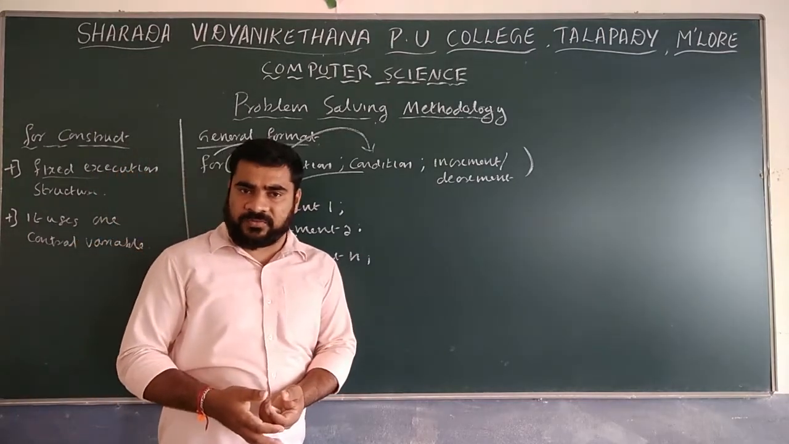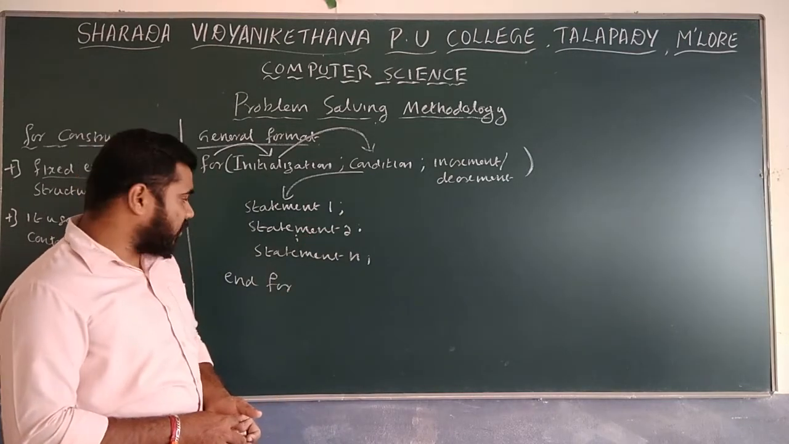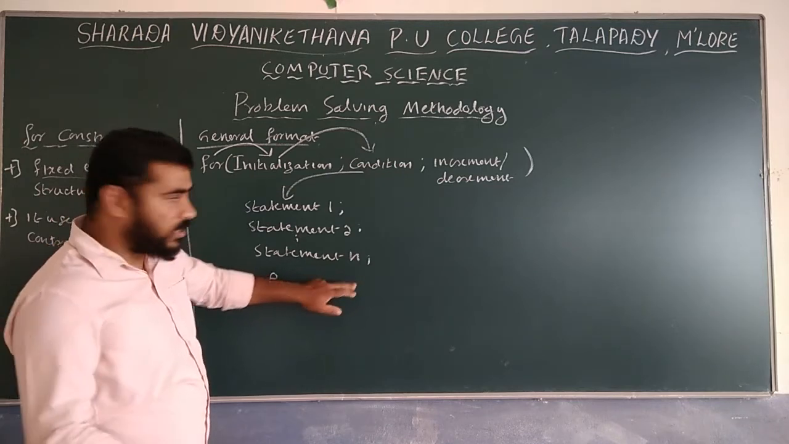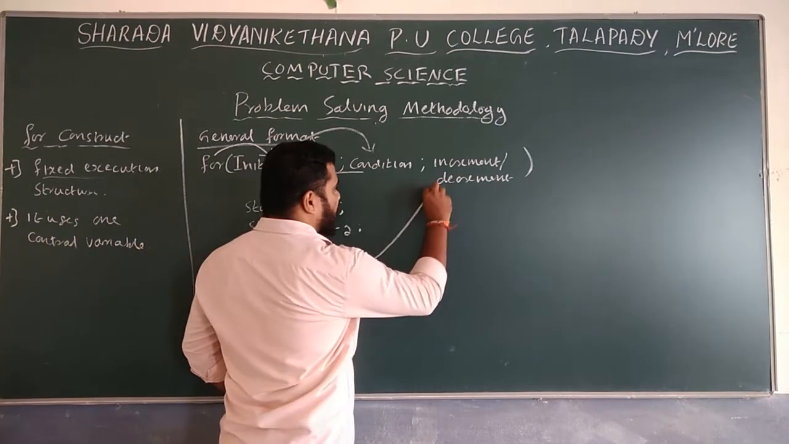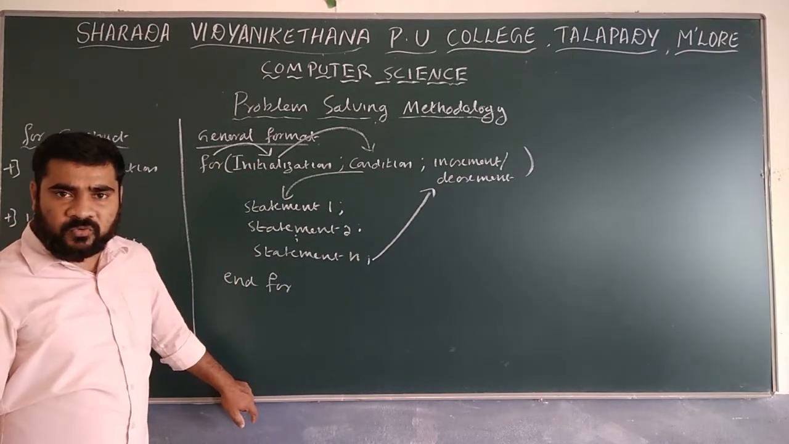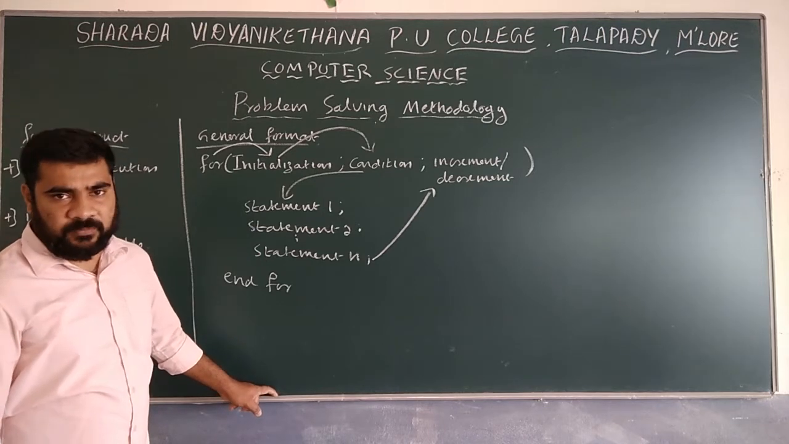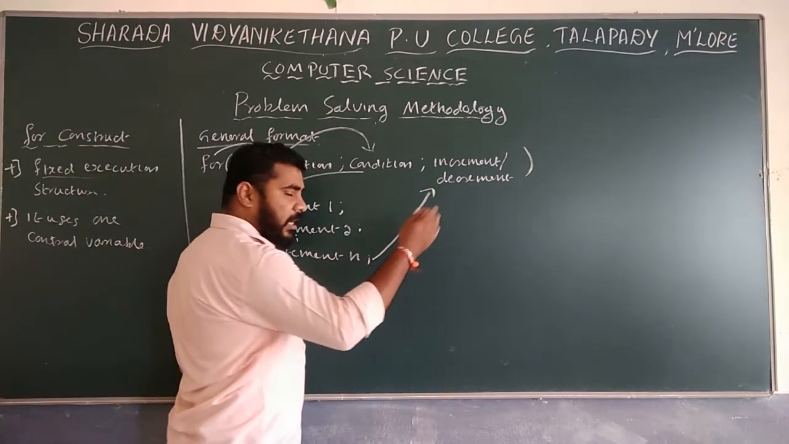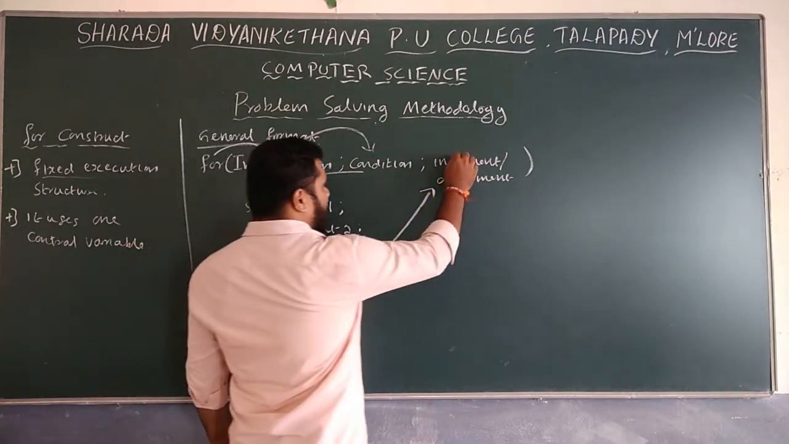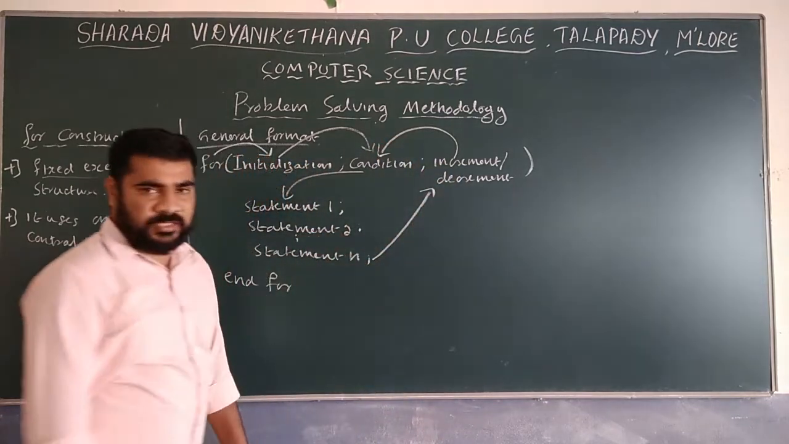We don't know what is the total number of statements. All the statements are executed. After executing the statements, see properly here, next control moves to increment or decrement. Remember, after that, control moves to increment or decrement in the counter variable. After increment, we can give either increment or decrement based on the program. After incrementing the counter variable, once again control is moving to check the condition.